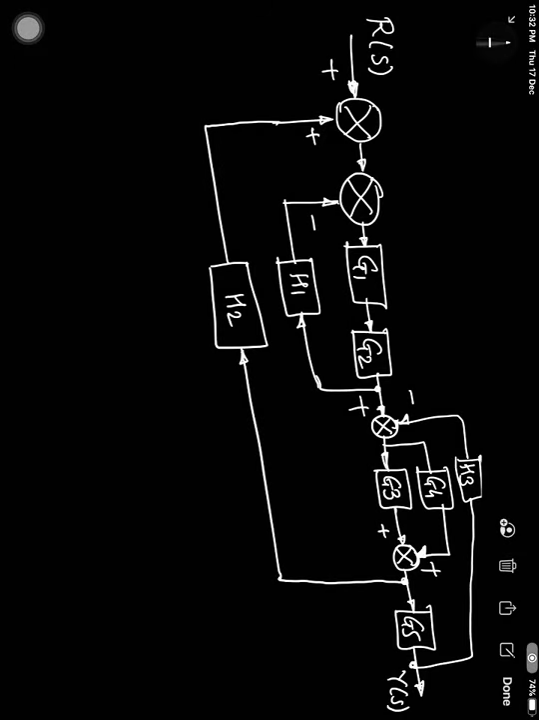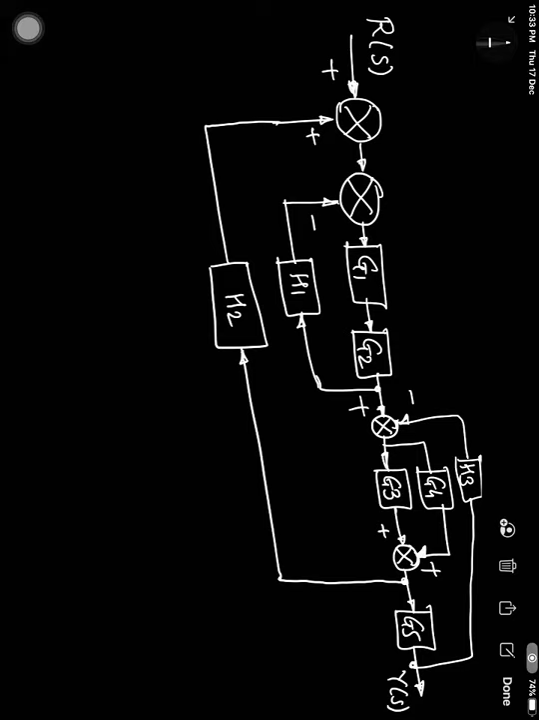Dear student, we are going to discuss one more problem on block diagram reduction. We are going to follow the same thing we discussed in the previous classes. Rule number 1, check for the blocks connected in series and simplify it. Rule number 2, check for the blocks connected in parallel and simplify it.